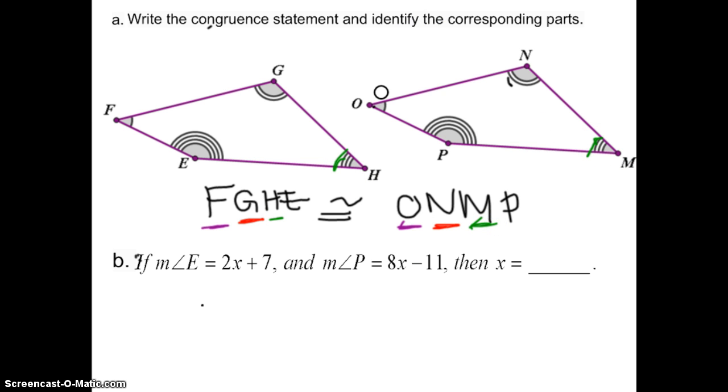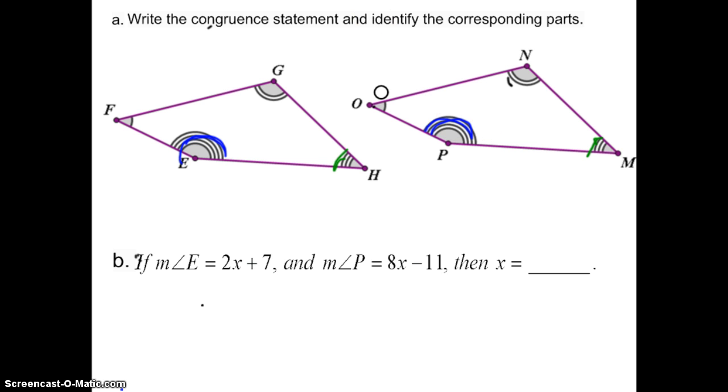So the order in which you write your congruent statement matters. When you write your letters, they should correlate with the congruent angle that goes with it. E is our last letter. This has four arcs. Our last letter in our other figure should be P because P has four arcs as well. This is not the only way that we could have written this congruent statement.